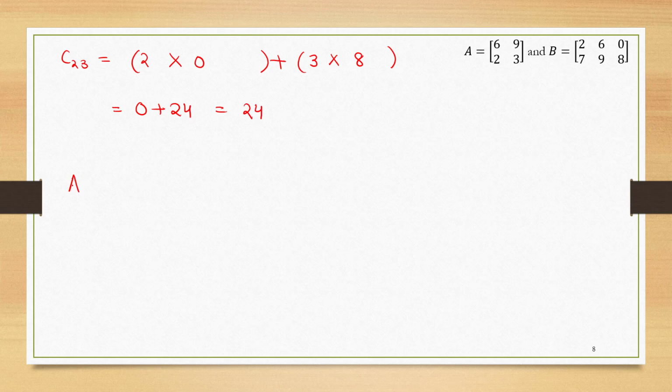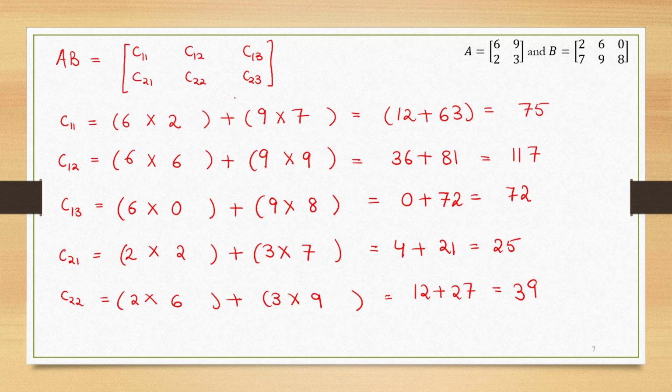Last entry, C23, that is 2 brackets. The first entries are the second row of A, that is 2 and 3, multiplied by the third column of B, 0, 8. So we get 0 plus 24, that is equal to 24. Hence this matrix AB is 75, 117 and 72 in the first row.